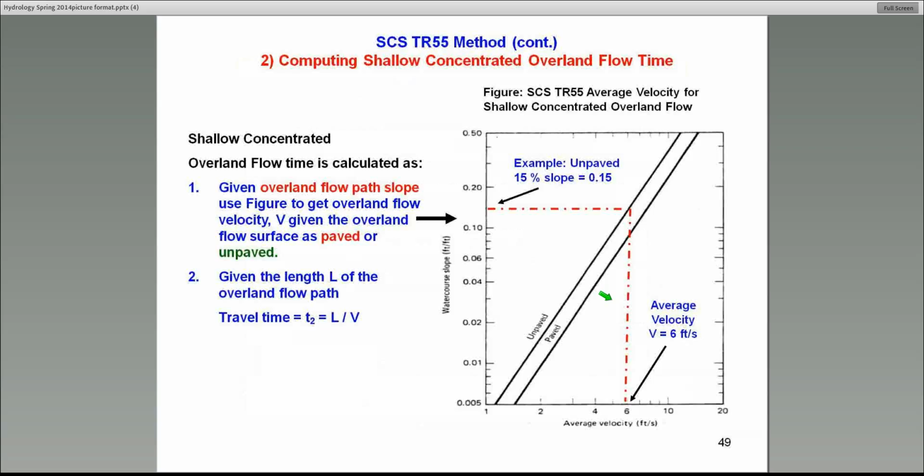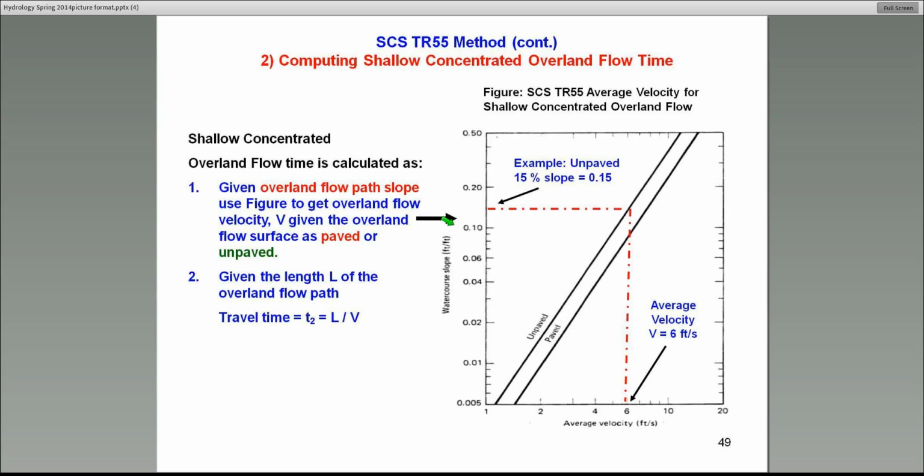The next thing you'll do is compute the shallow concentrated flow. This is the next component of overland flow. This is for overland flow greater than 300 feet. They recommend using this figure. It's fairly straightforward. They will give you the slope of the overland flow surface. That's what you'll need.